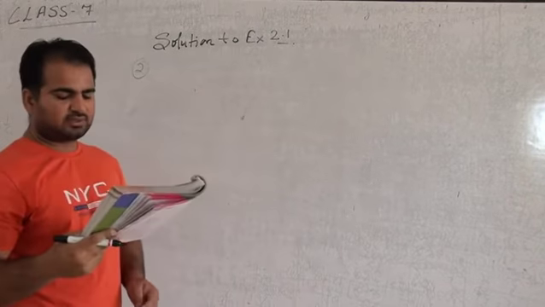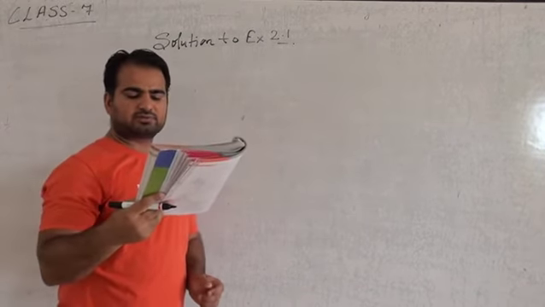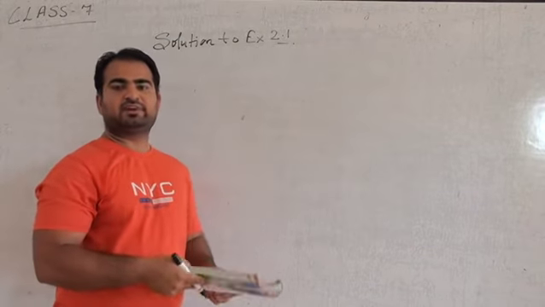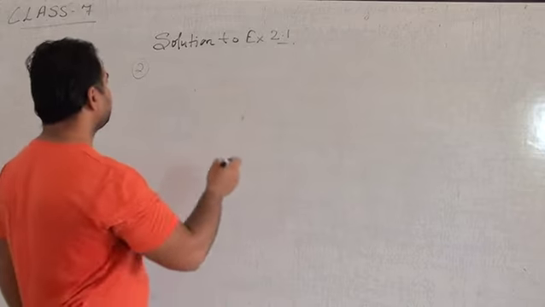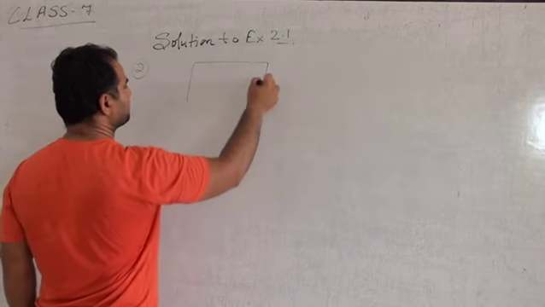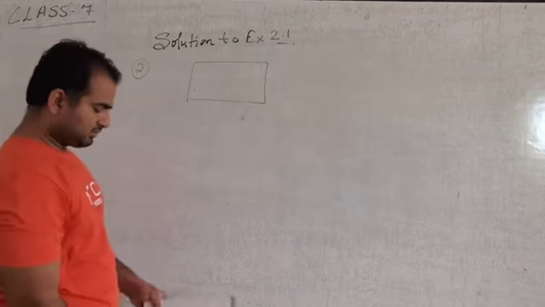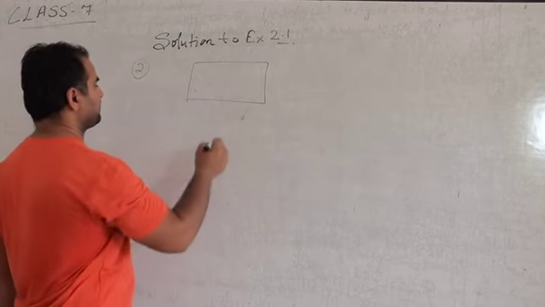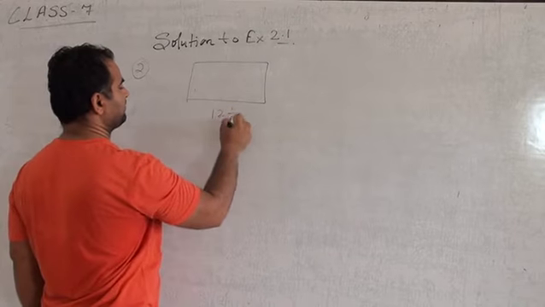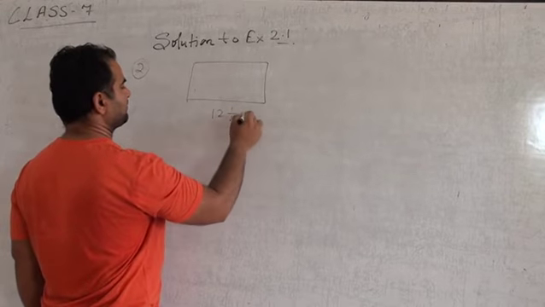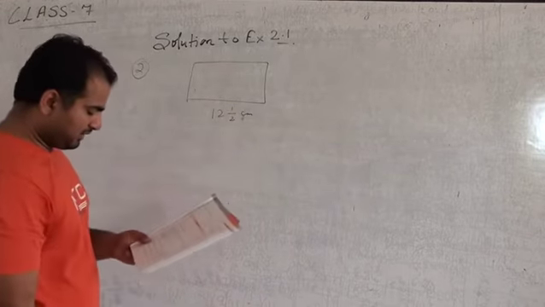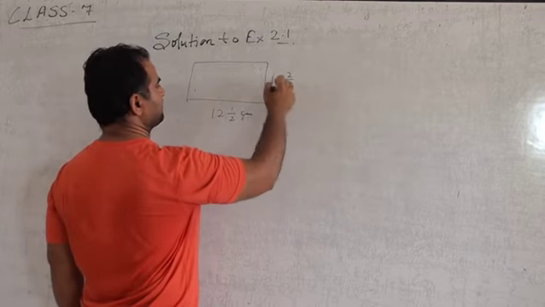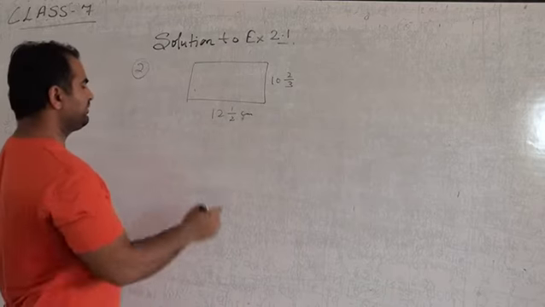Question number 4: a rectangular sheet of paper is 12 1 upon 2 centimeter long and 10 2 upon 3 centimeter wide. Find its perimeter. Okay, it is a rectangular sheet. So 12 1 upon 2 centimeter long, 12 1 upon 2 centimeter. And breadth is 10 2 upon 3.